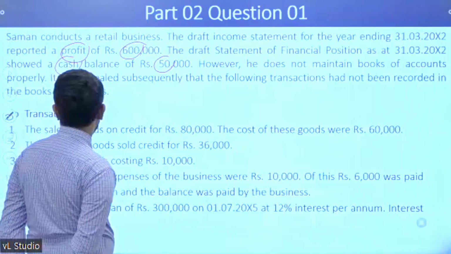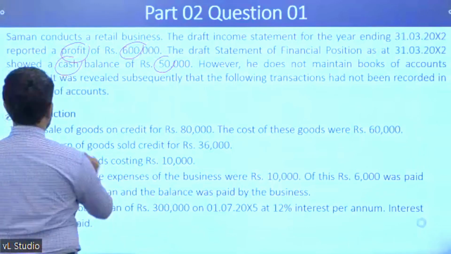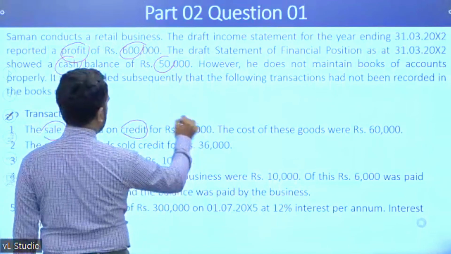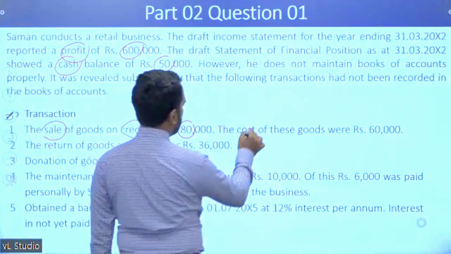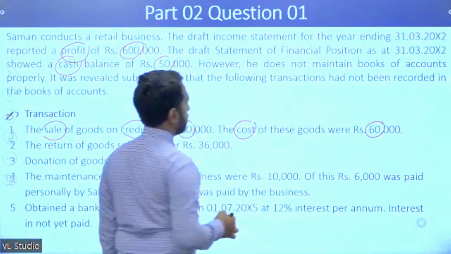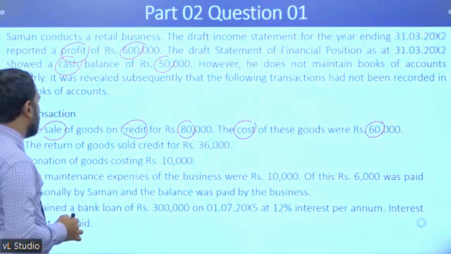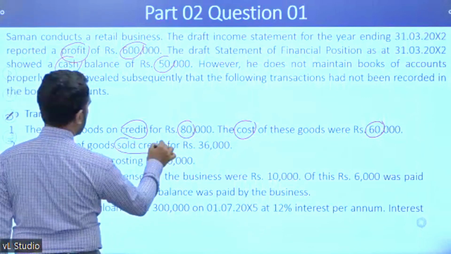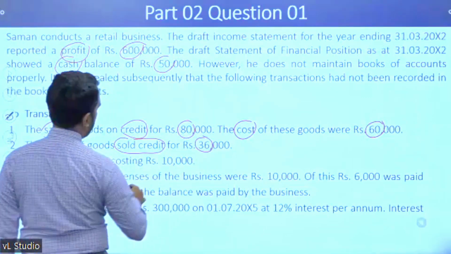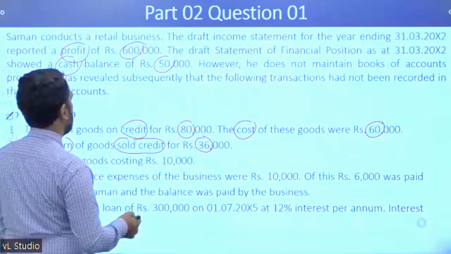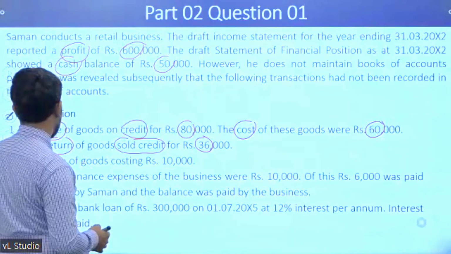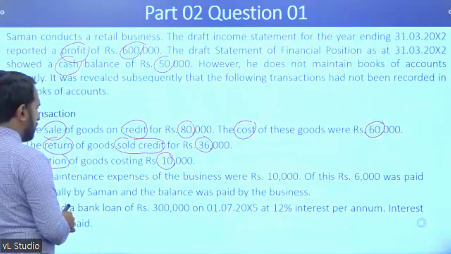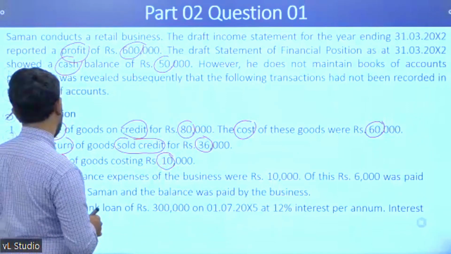The transaction, sale of goods on credit for rupees 80,000. The cost of these goods was 60,000. The return of goods sold on credit for rupees 36,000. So they are returning the goods of rupees 36,000. Donation of goods costing 10,000. There's a donation of goods costing 10,000.